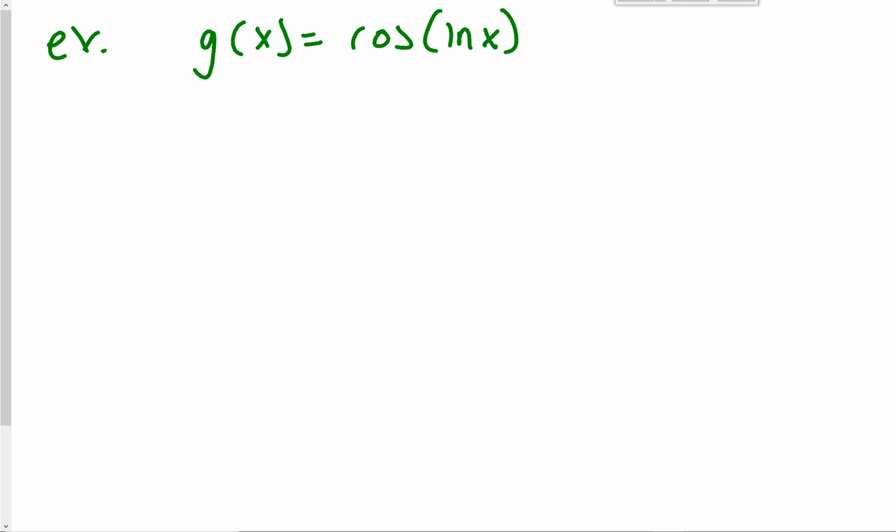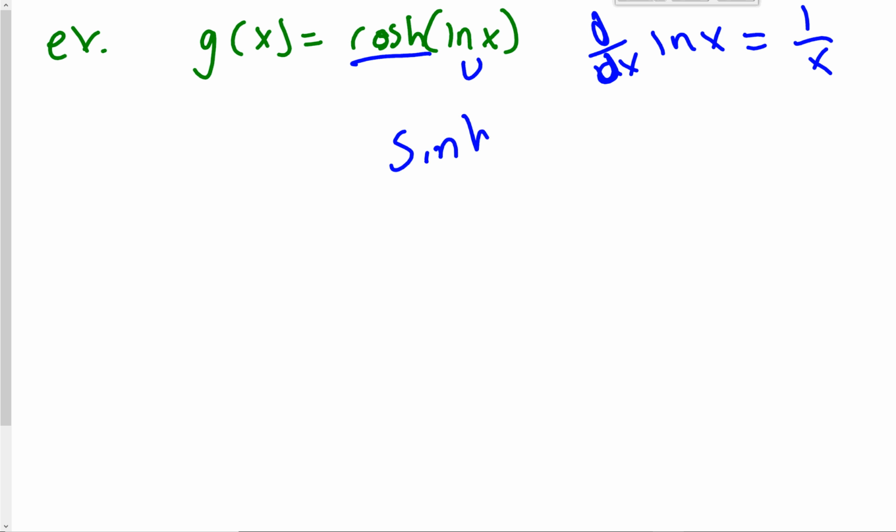All right, let's look at this next one. Hyperbolic cosine of ln of x. So that is chain rule again. There's my u. The derivative of ln of x equals 1 over x. Derivative of hyperbolic cosine is hyperbolic sine. So I leave my inside the same. And then I multiply by the derivative of the inside. So I get this.